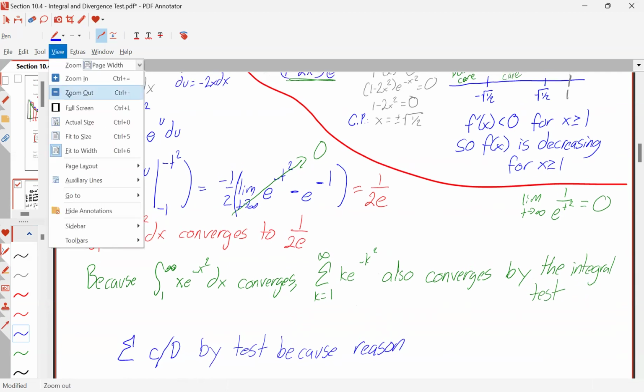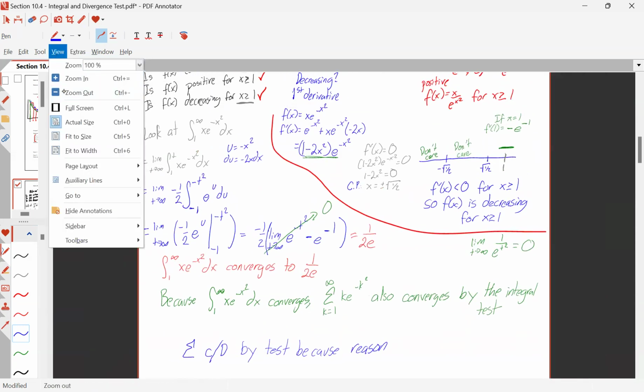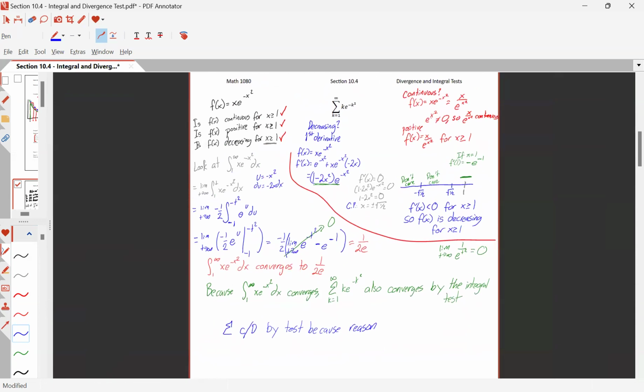So zooming out to see all of this problem. For the integral test, we need to check the 3 conditions, make sure those 3 conditions are met before looking at the integral. Then, if the integral converges, so does the series. If the series diverges, then we would see that because the integral diverged. So if the integral diverges, so does the series. We'll take a look at another example in the next video.